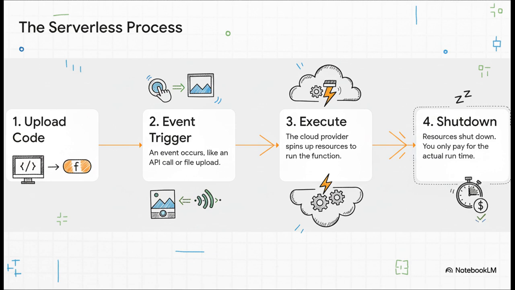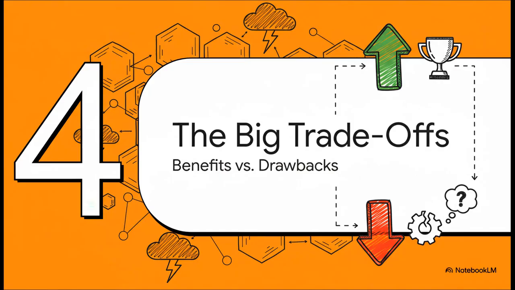Then, step 3, the cloud provider instantly, and I mean instantly, spins up just enough computing power to run that function. And finally, step 4, and this is the magic part. As soon as the job is done, everything shuts down. You only paid for the fraction of a second that code was actually running. That's it.